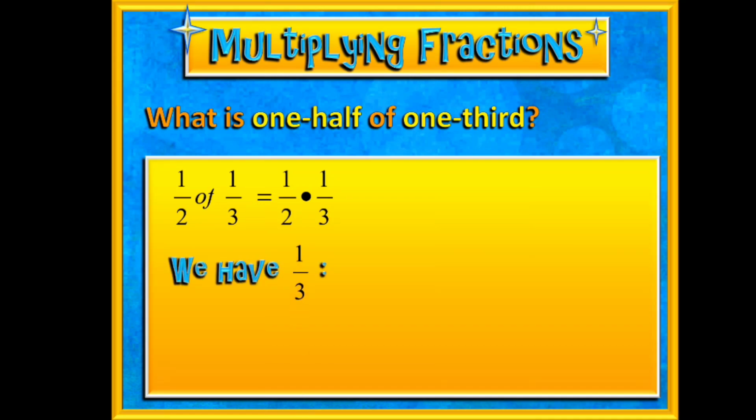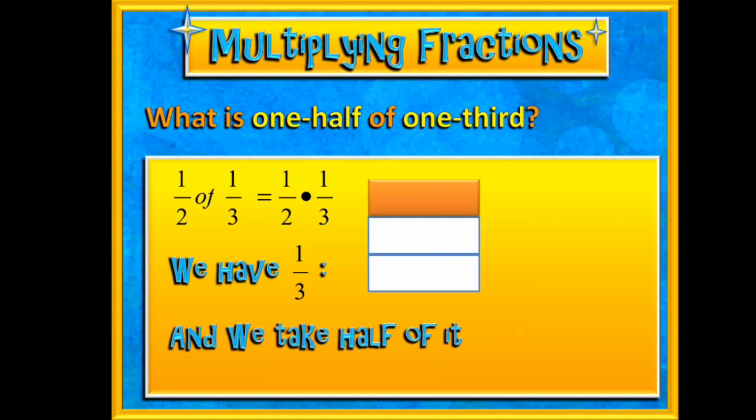So how are you going to do that? We have 1/3. So I have there 1/3 in the illustration because I shade one part out of 3. And we take half of it. So I only have to take half of only the shaded part. So what is that shaded part? Only that one. Half of the shaded part.